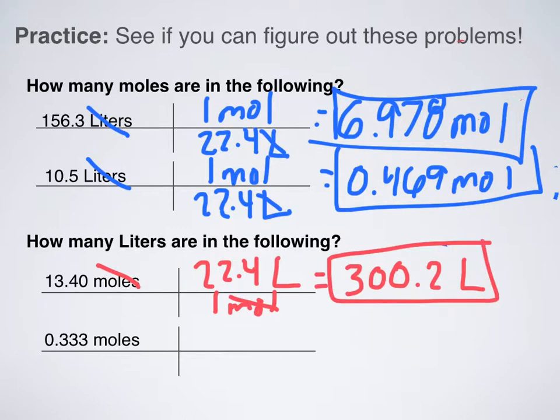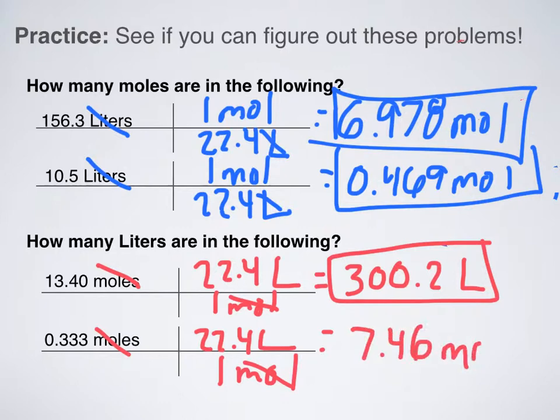What about a third? So if I have 0.333 moles, so about a third of a mole, how many liters would that end up being? Again, I put my liters on top, I have 1 mole on the bottom, moles crosses out like that, and I end up with about 7.46 liters. And that would be my correct answer for that.